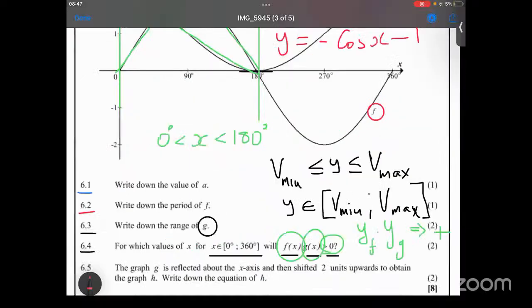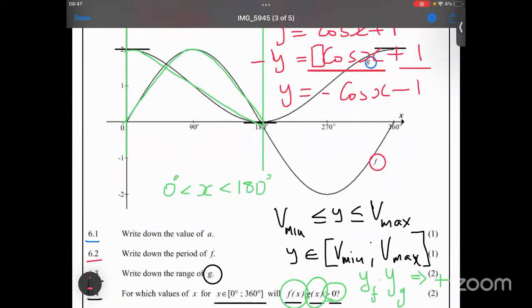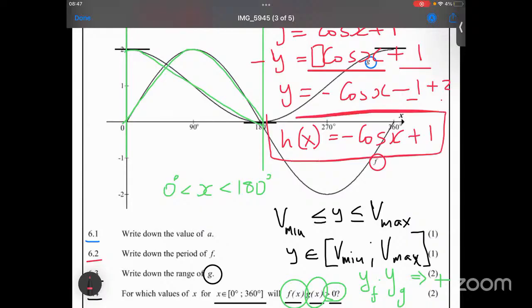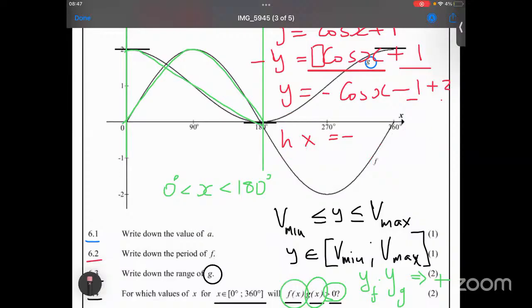And then the last part, they say, and then shifted 2 units upward to obtain h, the graph h. Write down the equation of h. So to shift it up, that means after it has been reflected, we add 2 to shift it upwards. Then the graph of h, it will be h of x equals negative cos x minus 1 plus 2, it becomes positive 1. Then this is the new graph after you have reflected it and then shifted it upward.